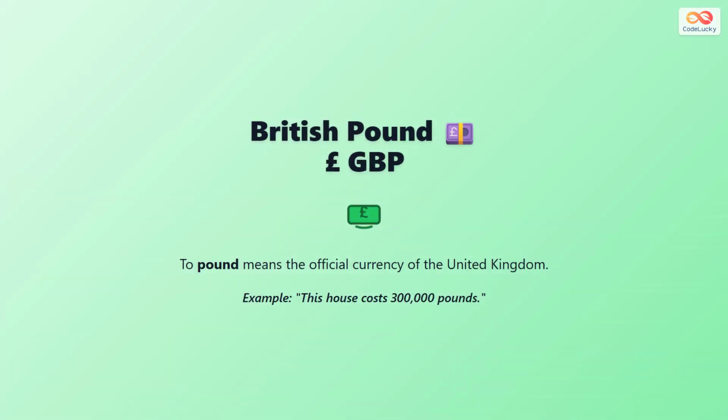Pound is the official currency of the United Kingdom, which includes England, Scotland, Wales, and Northern Ireland. The pound symbol is the pound sign, and its code is GBP. Pounds are used to buy houses, cars, and everyday items in Britain.